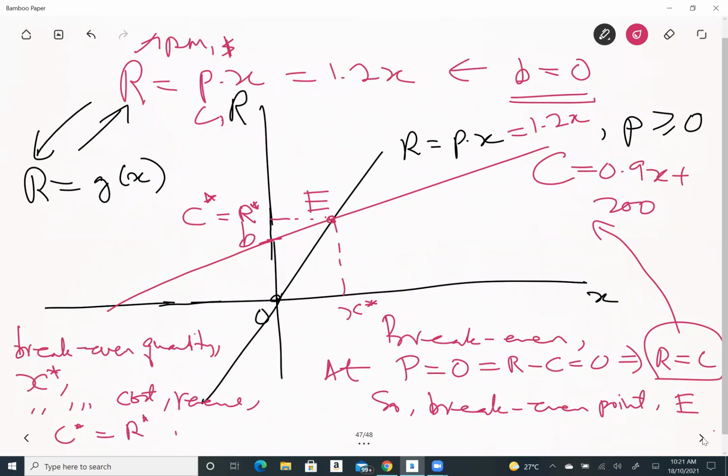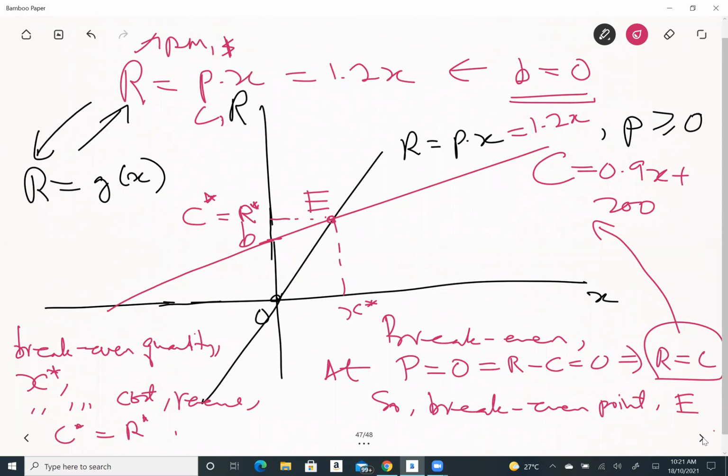Any question? All right, good. So the intersection point would be the break-even. That is where the revenue equals the cost. You will get the output level, and you get the equilibrium revenue and the equilibrium cost that will cause the break-even. They must be equal.